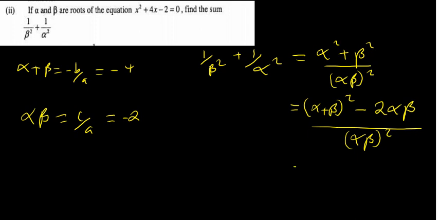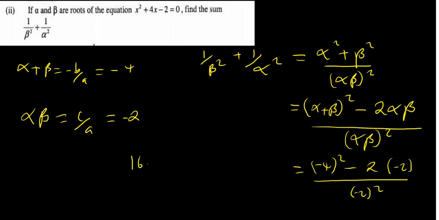Now we replace alpha plus beta with negative 4 squared, minus 2 alpha beta, with negative 2, over negative 2 squared. Negative 4 squared, that's 16, plus 4, over 4. 16 plus 4, 20 over 4, which is 5. So that is it also.